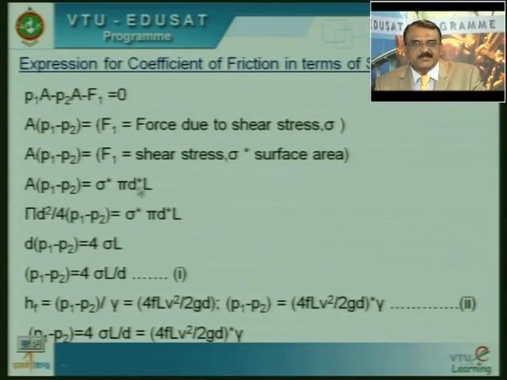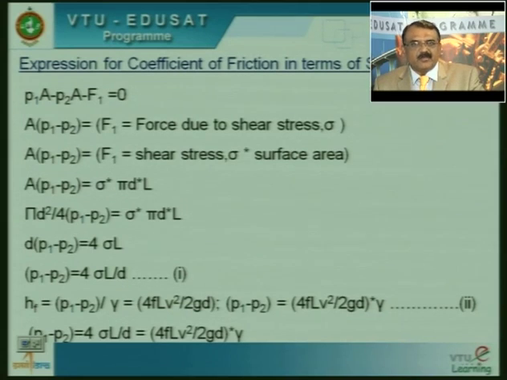Now, look at this, you have a pi d term here. On the LHS, you have this A. What is A? The cross sectional area of the pipe, pi d square divided by 4. In place of A, substitute this pi d square by 4. On the right hand side, you have this pi d. Therefore, if you substitute and simplify this, you are going to get d into P1 minus P2 is equal to 4 sigma L, or P1 minus P2 is equal to 4 sigma L divided by d.